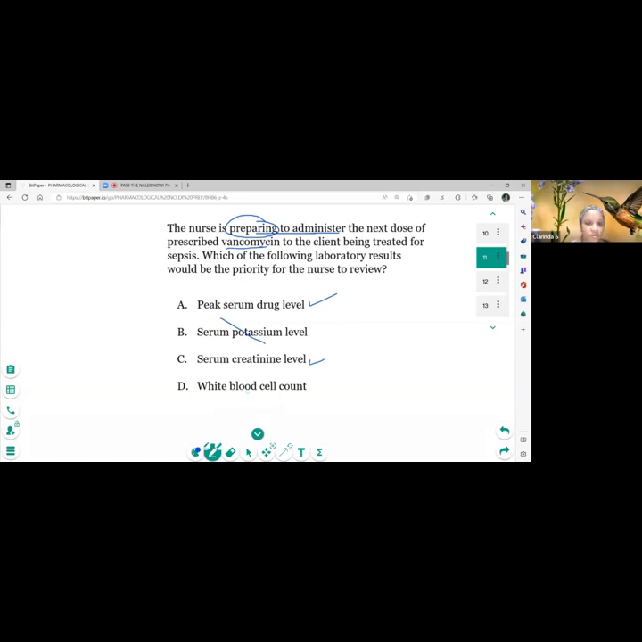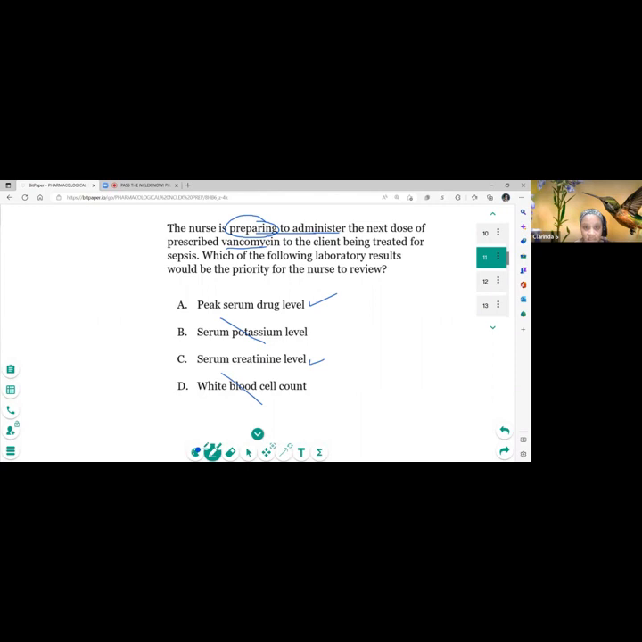All right, so we can get rid of white blood cell count because it really isn't a priority before we give the med. But I would be watching that white blood cell count to see if it's working. Is the white blood cell count going back down to normal? Is it increasing? Then that might mean it's not treating the infection appropriately.